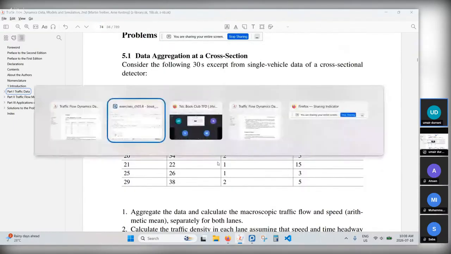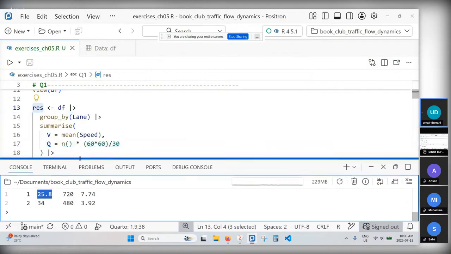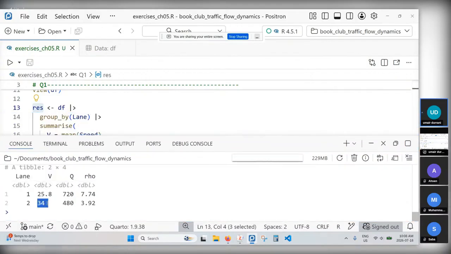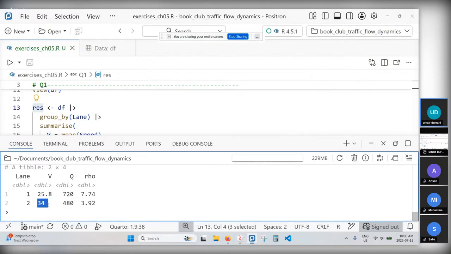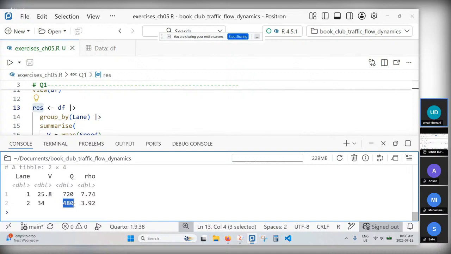Yeah, it's still in the same units of meters per second because we did not use any conversion factor for the speed here. And then the speed in the second lane, which is the left lane, is 34 meters per second, which is expected because it's the left lane. And then for flow, we see a higher flow in lane one and a lower flow in lane two, which is the left lane. And the density is 7.74 vehicles per kilometer in lane one and only 3.92 in lane two.